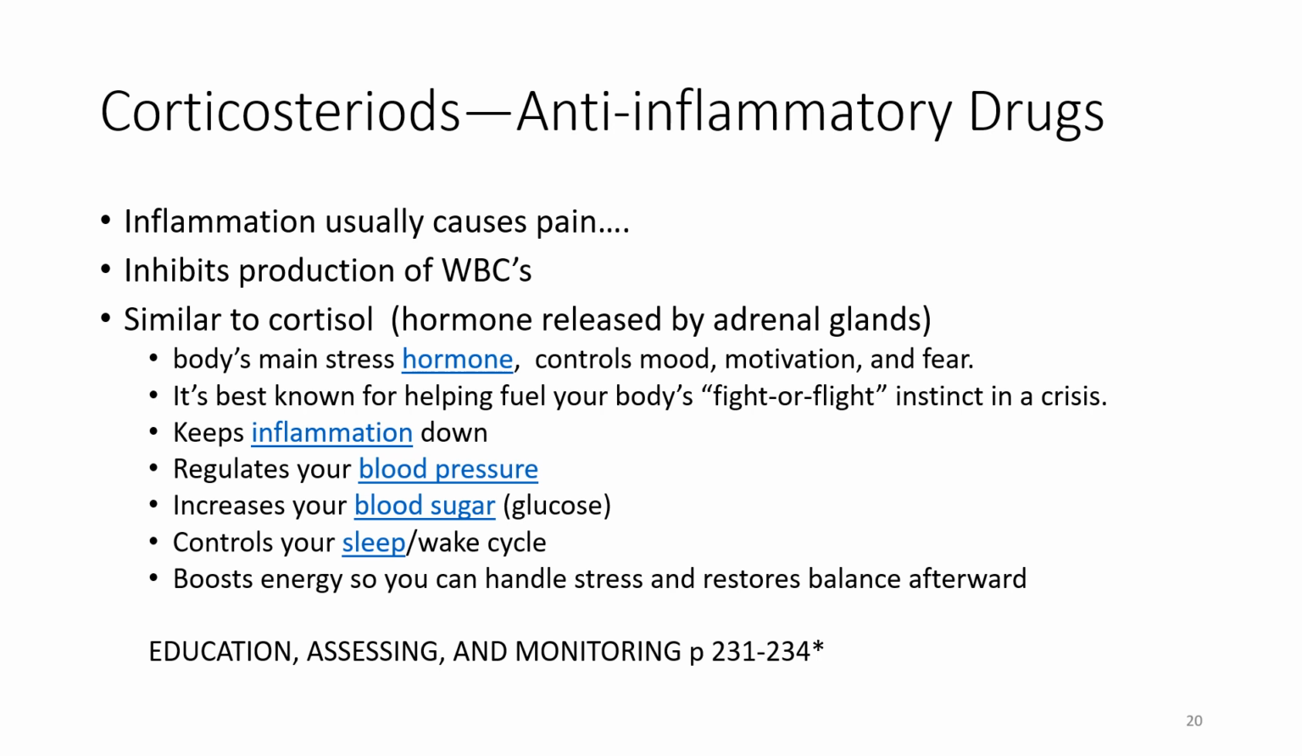Corticosteroids are also used as an anti-inflammatory drug. So corticosteroids inhibit COX-1 and COX-2 enzymes that actually start that inflammatory process. So remember, we're treating inflammation because inflammation is typically what is causing pain in our patients, okay? So not only does it inhibit those two enzymes, it inhibits the production of white blood cells, okay? So we all know that white blood cells help our body fight infection. So if you have fewer than normal, you're going to be at higher risk for infection.